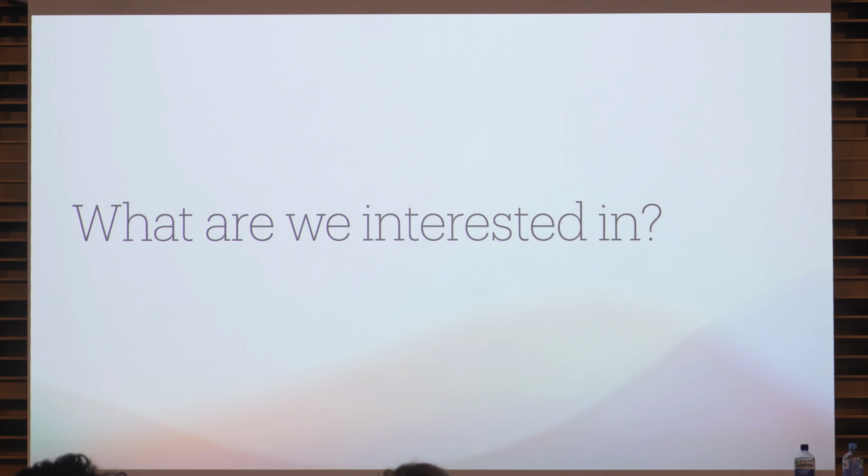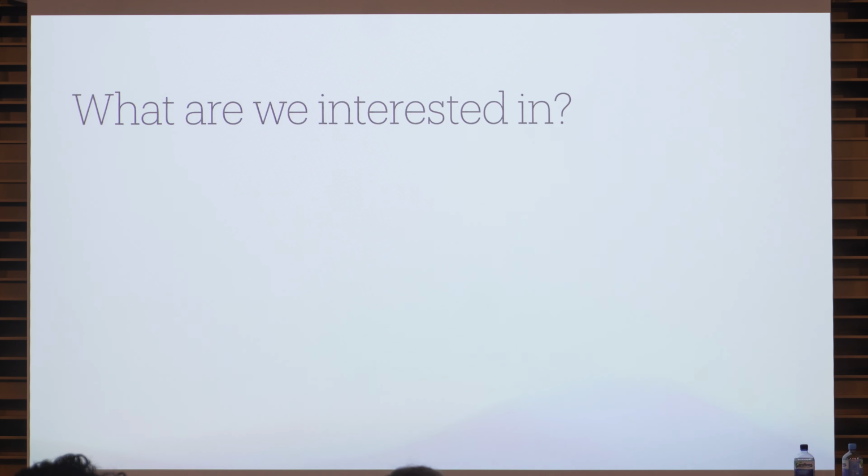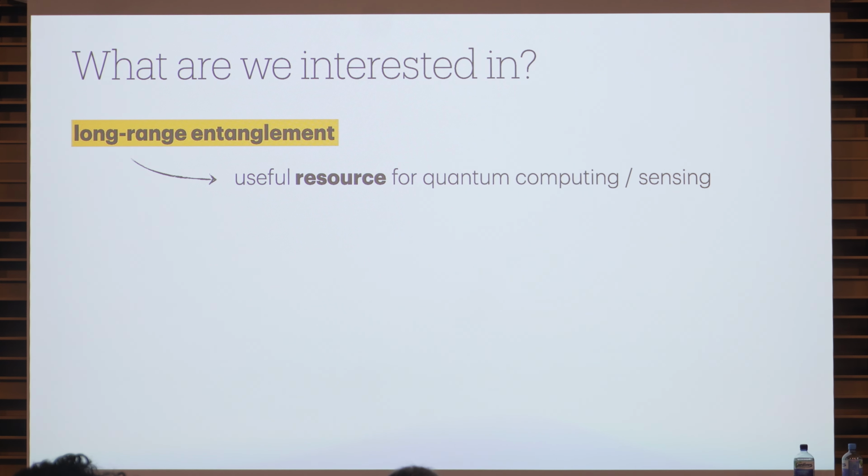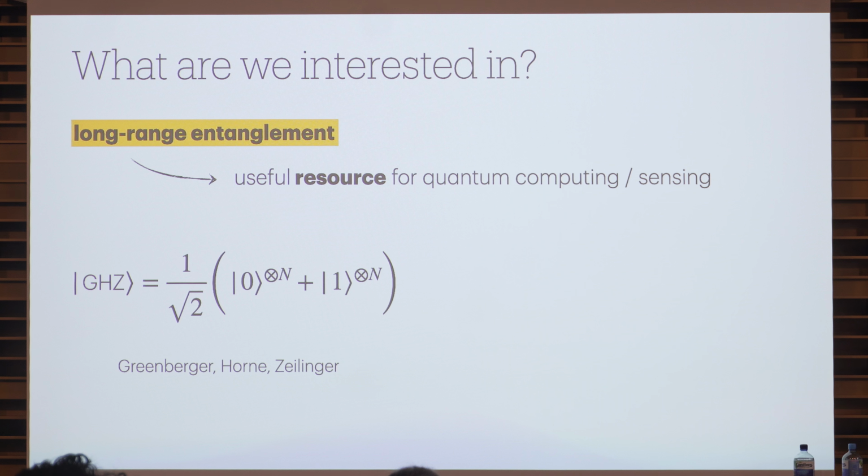Okay, so what are we actually looking at? What are we interested in? We are looking at long-range entanglement, and let's just say, because long-range entanglement in general is a useful resource for quantum computing. In particular, we are going to look at GHZ states.